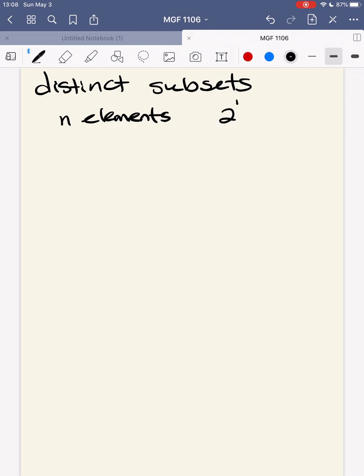All right, the rest of 2.2. We want to look at distinct subsets. The number of distinct subsets with n elements is 2 to the n. So you can tell the number of distinct subsets by counting the elements and then writing it as an exponent to 2. Okay, so if I have 3 elements.